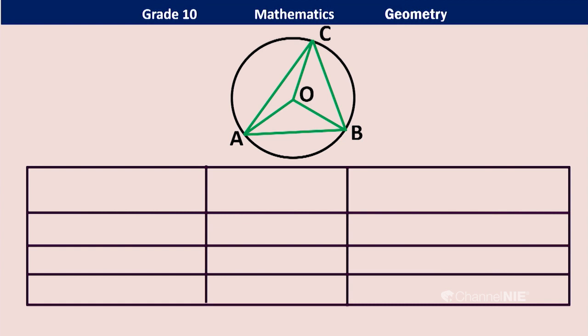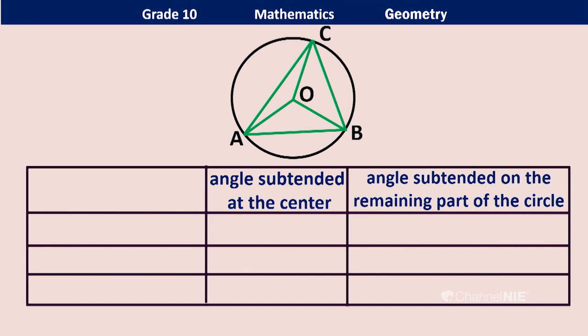Right. Now, I am going to give you a small work to do. Now, we are going to identify the angles subtended at the center and the angles subtended on the remaining part of the circle. Now, I am going to give you some major arcs or minor arcs. You have to tell me the angle subtended on the center or the angle subtended on the remaining part of the circle. Right. So, I am going to do it with you. So, you have to do it before me. Okay, we will see.